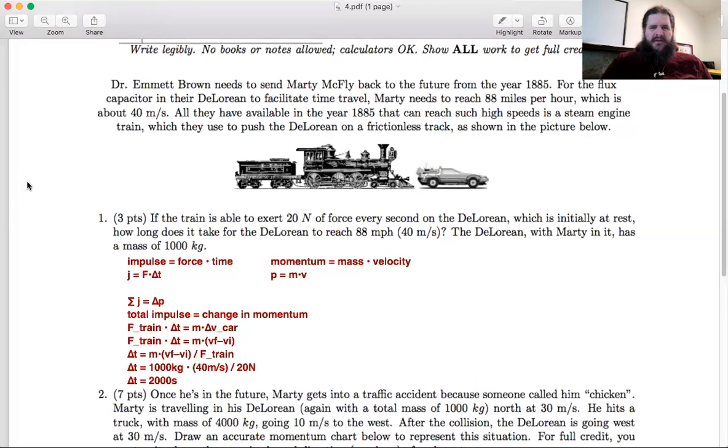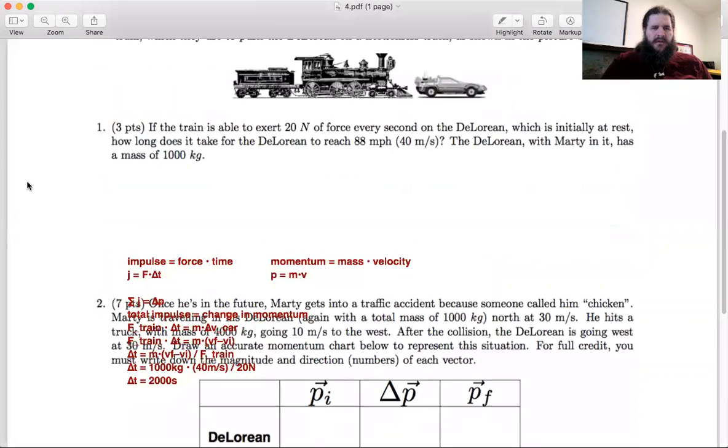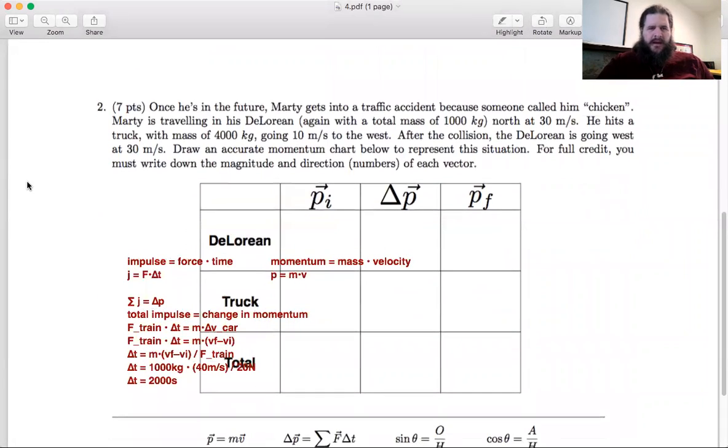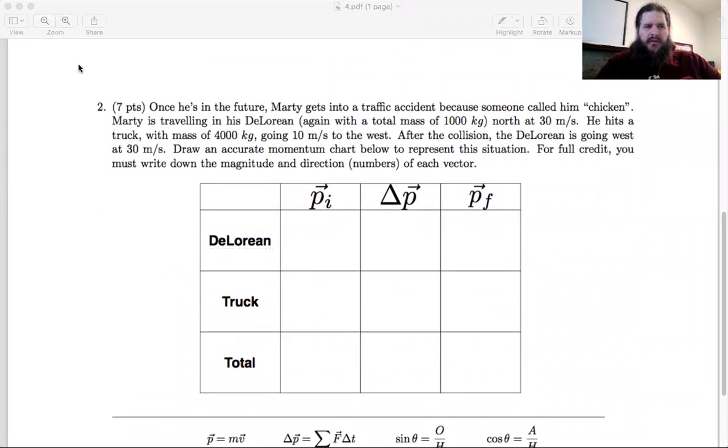All right, then let's take a look at part 2 as well. So same car, 1,000 kilograms, but in a completely different scenario. We're now talking about a traffic collision between the 1,000 kilogram car and this 4,000 kilogram truck. And let's draw out the initial and final situations.